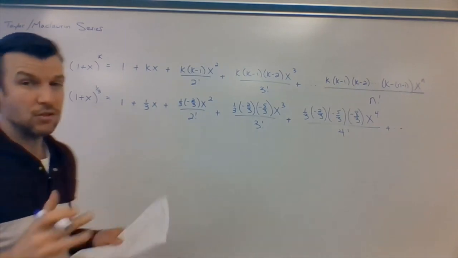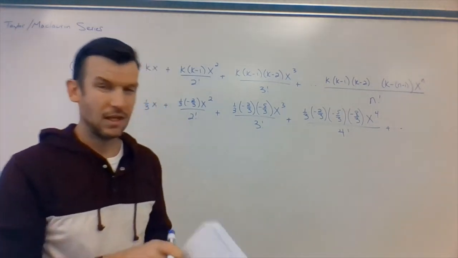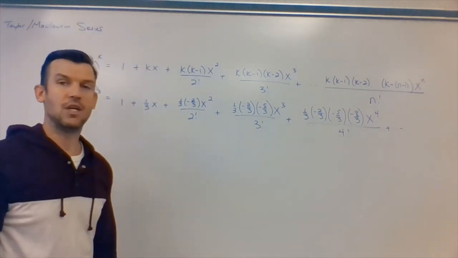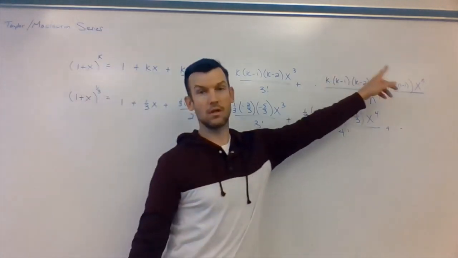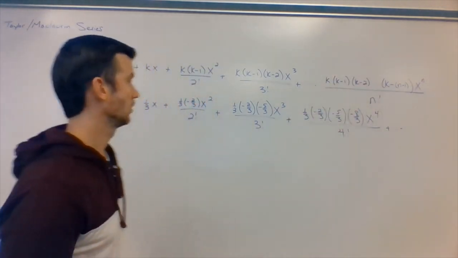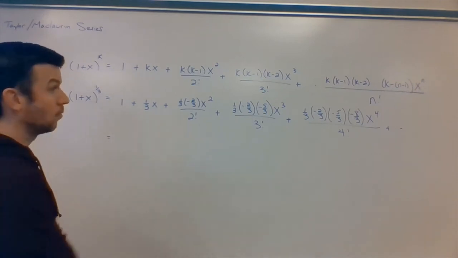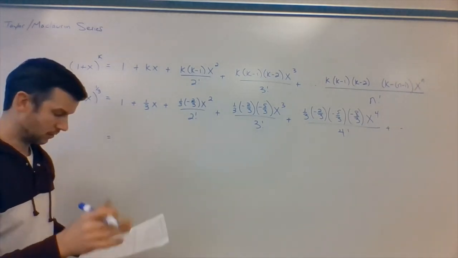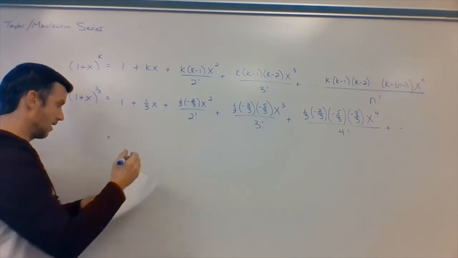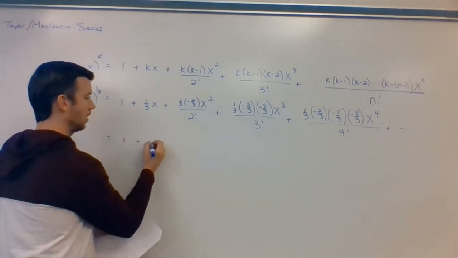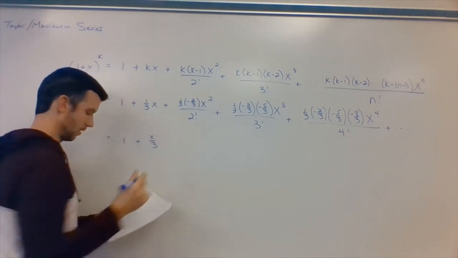Okay, well, if we do some simplifying, I might be able to come up with a generalized version that's a little more simplified than that. Okay, so let's see what's happening here. Well, they're alternating eventually. Okay, so I have 1 plus x over 3.